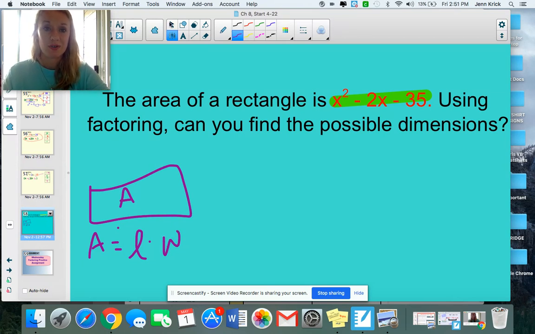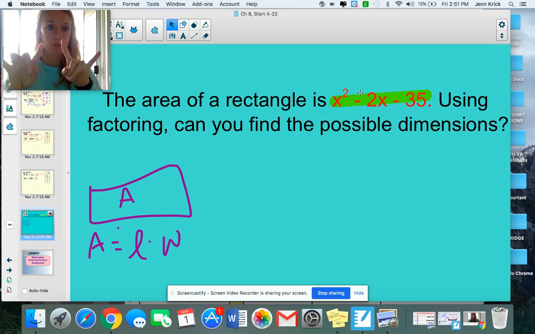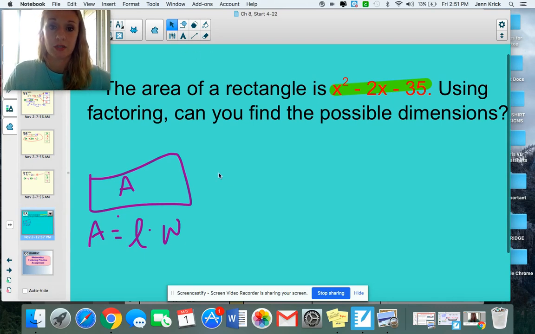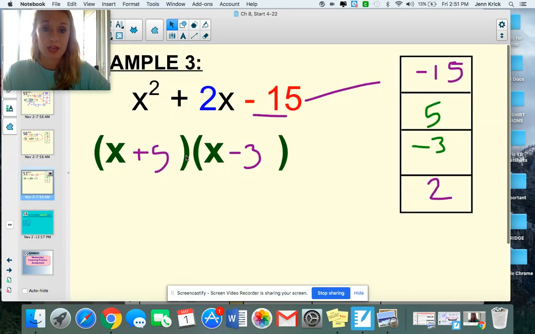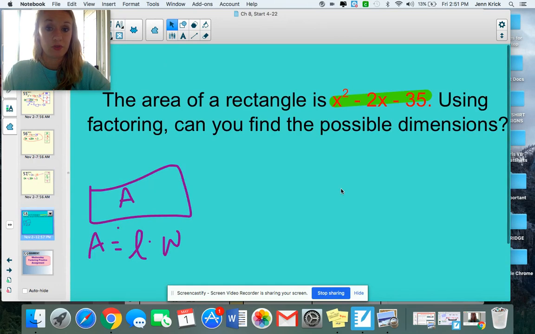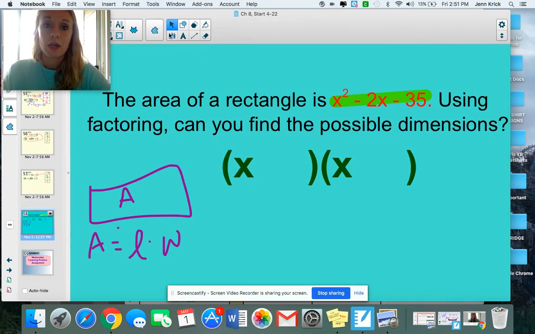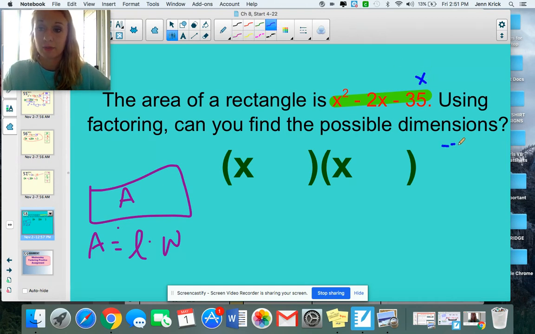So essentially, you guys, we just need to factor this into 2 binomials that multiply to one another because that's like your length, that's your width. Okay, so here we are. We've got x squared minus 2x minus 35. I right away am going to go ahead and grab this open format for myself because I know that I'm going to need it. Okay, so then ask yourself, what are 2 numbers that multiply to -35?